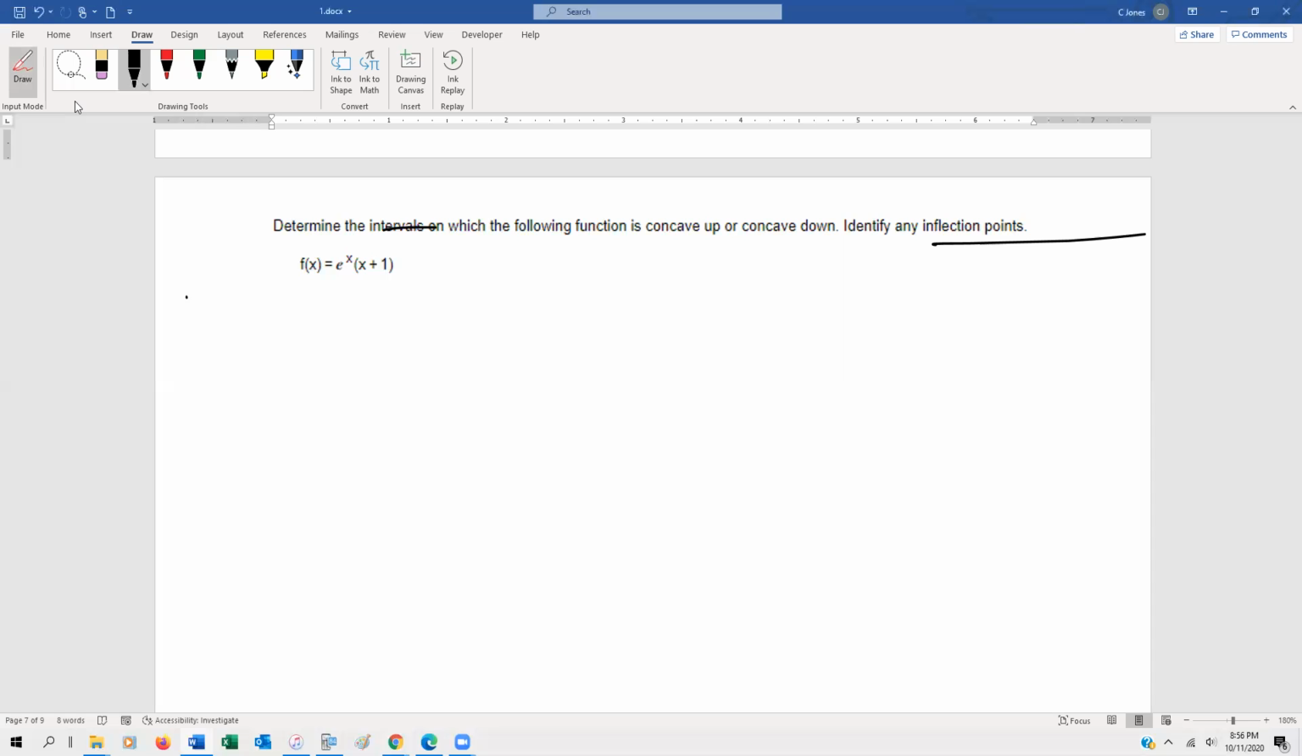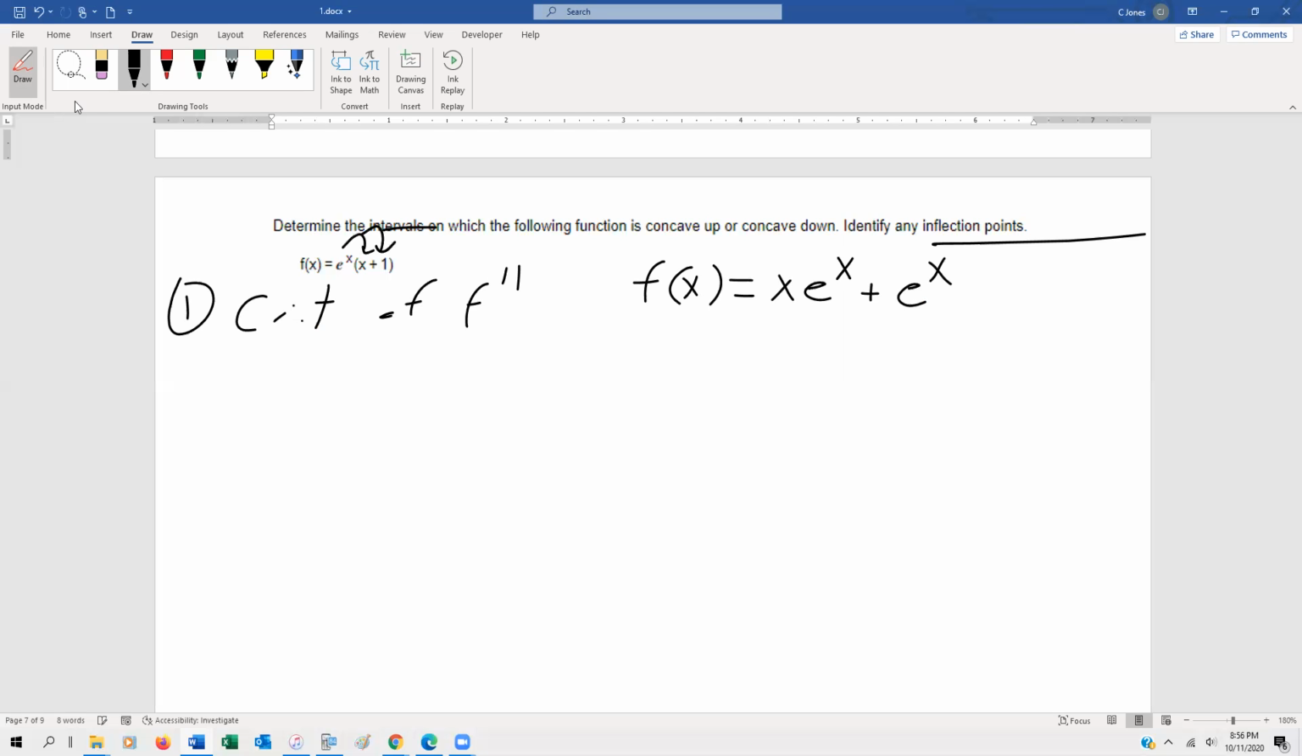First thing we do, step 1, find the critical values of f double prime. What you're probably noticing is that f double prime is a little bit tough to find because we have to do a product rule. Now let's redefine f of x and distribute that, and rewrite it as x e to the x plus e to the x. We're just distributing that e to the x to make it a little bit easier to use.